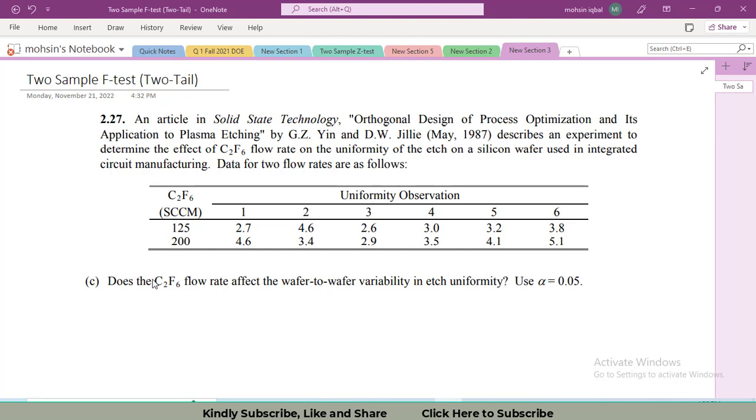Based upon the question statement: does C2F6 flow rate affect the wafer to wafer variability in etch uniformity? Etch uniformity is my response variable, and these are the six observations of the etch uniformity in the samples. The word variability tells us that we have to check the variance of the two samples, and when we have two sample variances, we will always use the F-test.